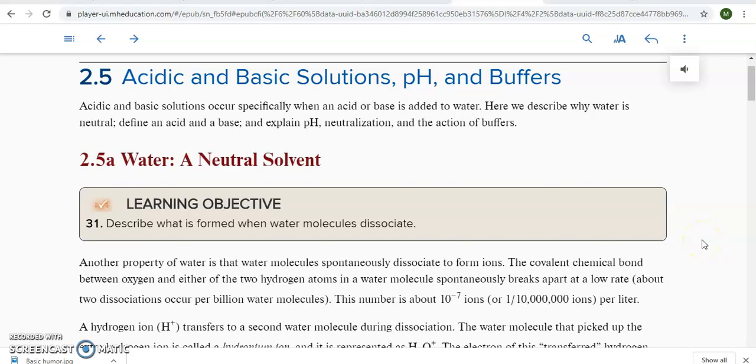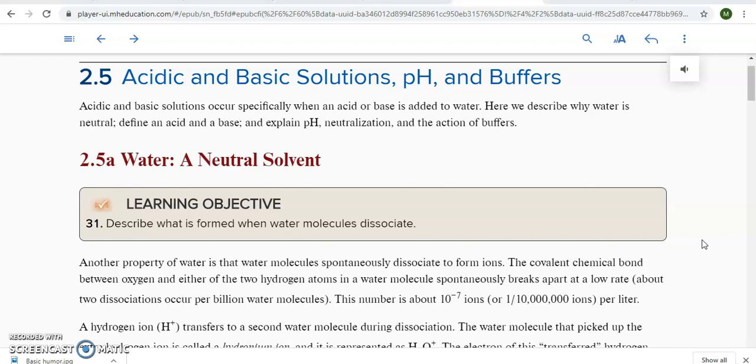Okay, AMP1 students, in this video we are going to talk about acids and bases. The first thing that we want to cover is water and why it's considered neutral. And so why is it considered not an acidic solution or a basic solution, but considered a neutral solution?